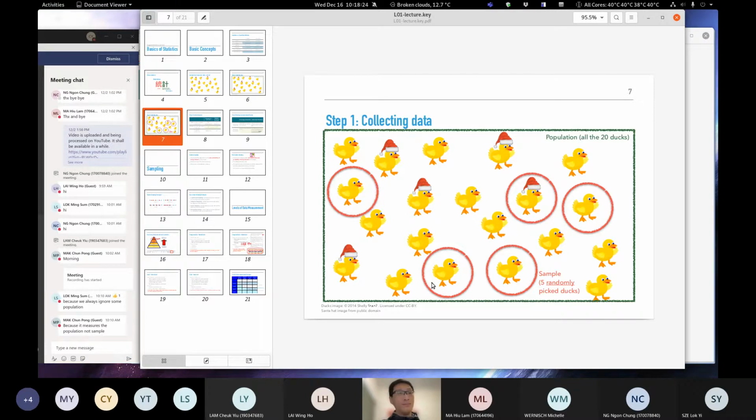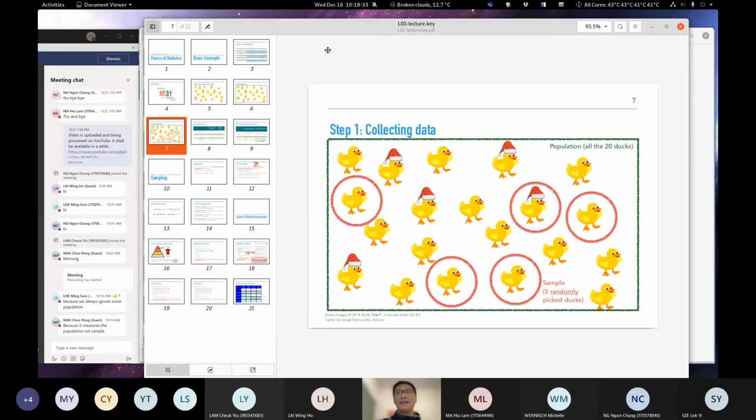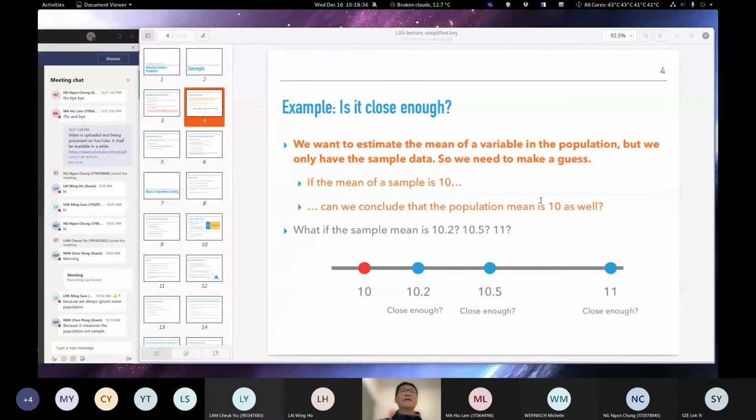Every time you select a sample, you might be selecting something different. And so the sample mean will also be different. So suppose that on another occasion, someone is still trying to conclude if the population mean is equal to 10 as well, but that person might be a little bit unlucky. The sample mean in this case is 10.2. That is not exactly equal to 10, but still quite close to 10.